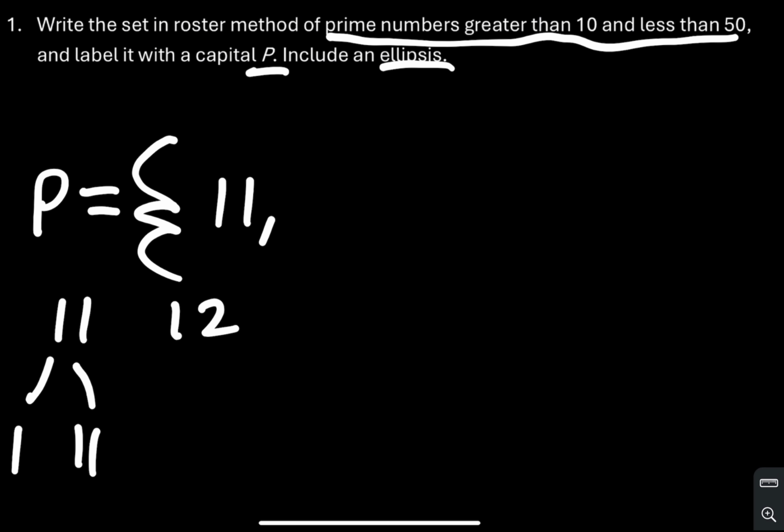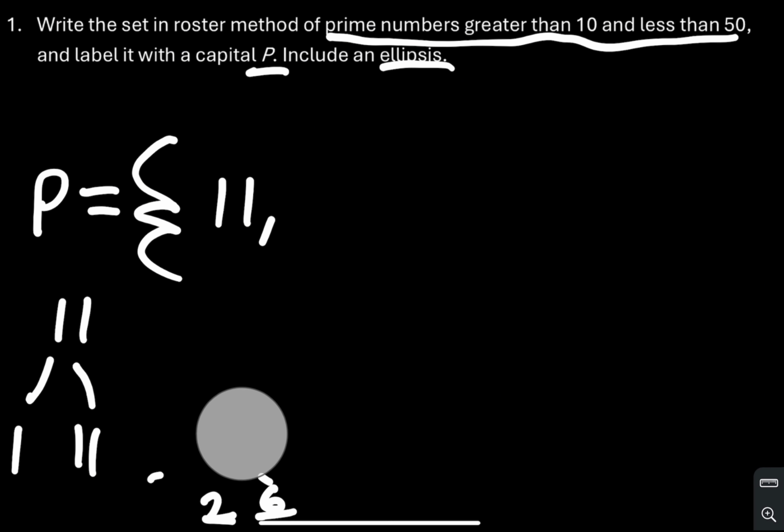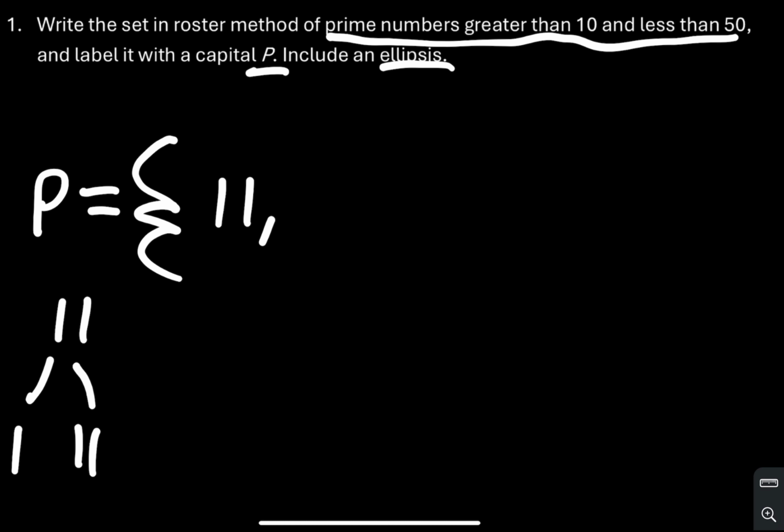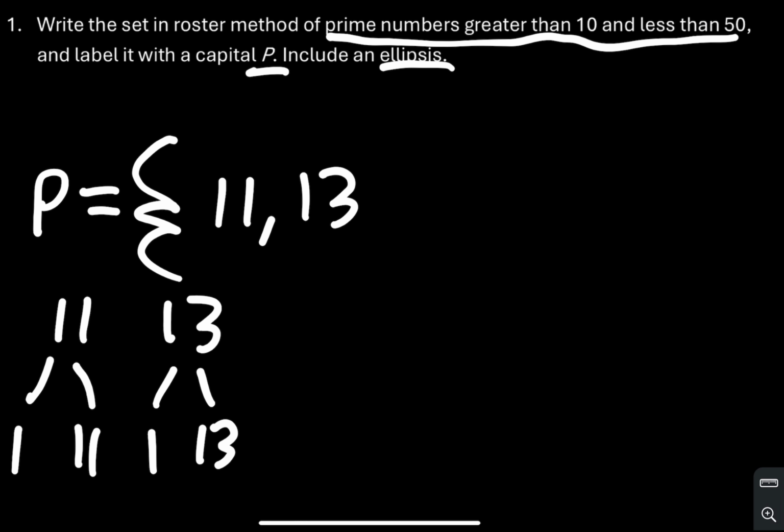Next, we have 12. Now we have 1 and the number itself. But 12 you can break down into 2 times 6 or just 3 times 4. So we have more than 2 factors. So therefore, 12 is not a prime number. Now we can move to 13. And we have 1 and the number itself, and 13 we can't factor out. And 13 only has 2 factors, so therefore 13 is a prime number.